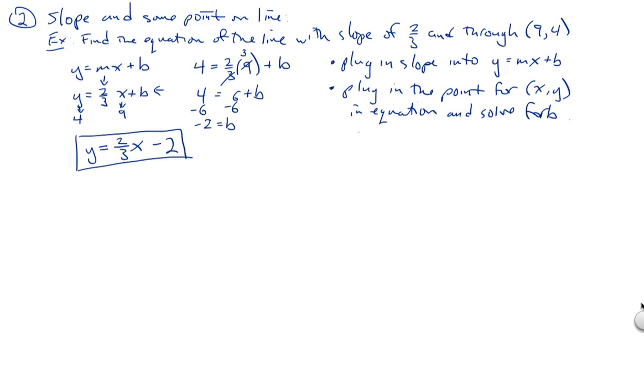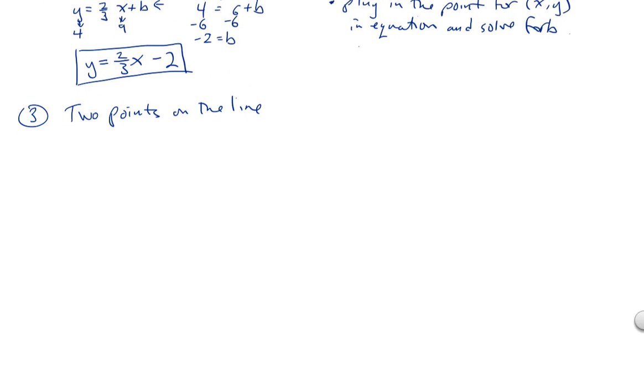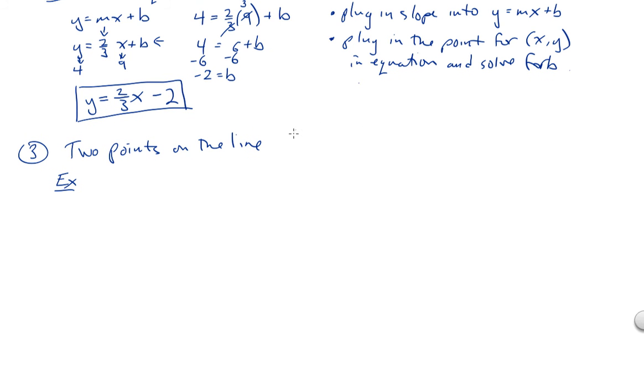All right, so the third situation is, what if we're not given the slope at all, but we're just given 2 points? 2 points determine a line, so we should be able to find the equation just from 2 points on the line. Our intermediate goal is going to be to find the slope from those 2 points. Once we have the slope, we'll then reduce the problem back to situation 2, where we have a slope and a point on the line. So let's look at an example of this.